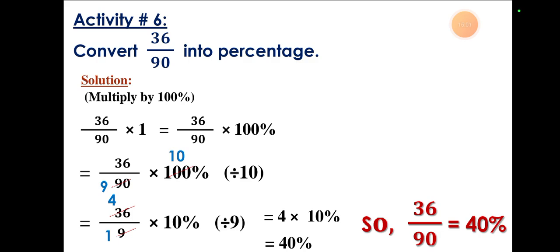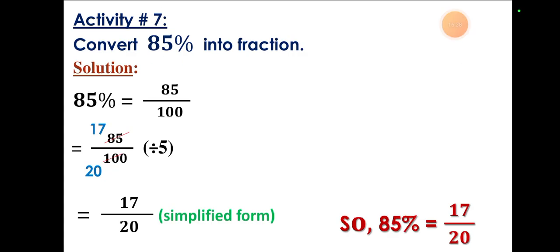Then convert 36 over 90 into percentage. First of all we'll multiply by 100%. 36 over 90 multiplied by 1 equals 36 over 90 multiplied by 100%. 90 and 100 can both be divided by 10. So I can get the answer as 36 over 9 multiplied by 10%. Now 36 and 9 are both divided by 9, so I can get 4 over 1 multiplied by 10%. So I can easily write 4 multiplied by 10%, that is 40%. So 36 over 90 equals 40%.